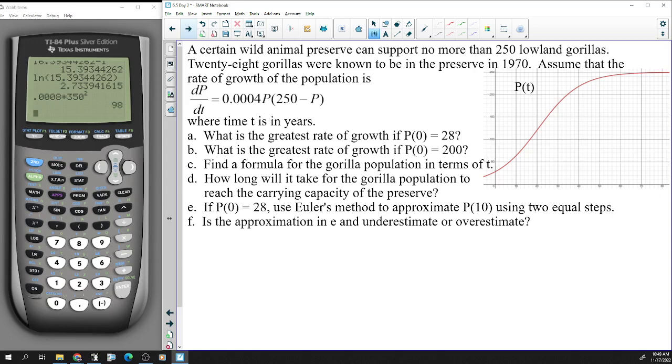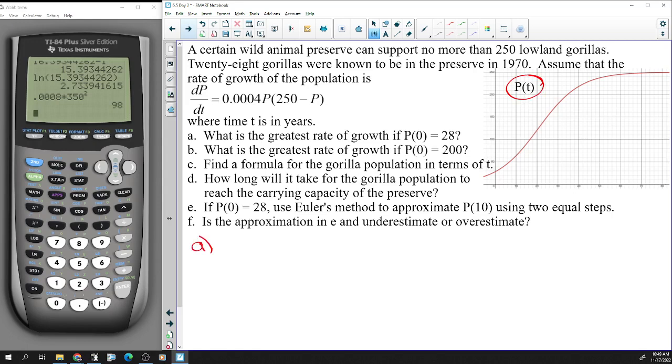A certain wild animal preserve can support no more than 250 lowland gorillas. 28 gorillas were known to be in the preserve in 1970. Assume that the growth of the population is modeled by that function right there. So this is P of t, not the rate, but the actual population. What is the greatest rate of growth if P of 0 is equal to 28?